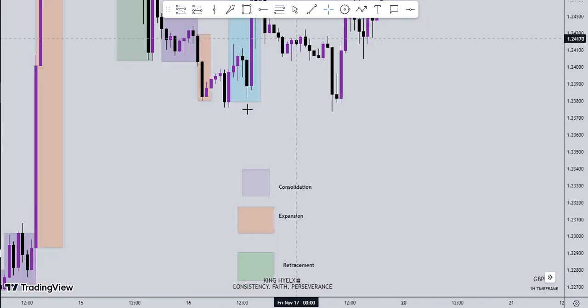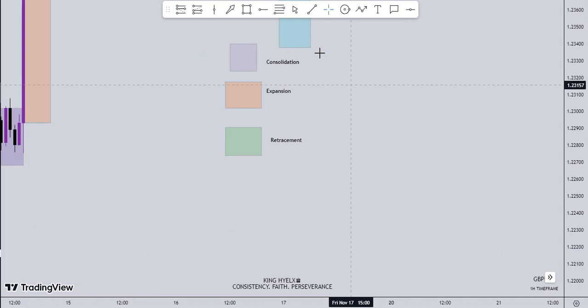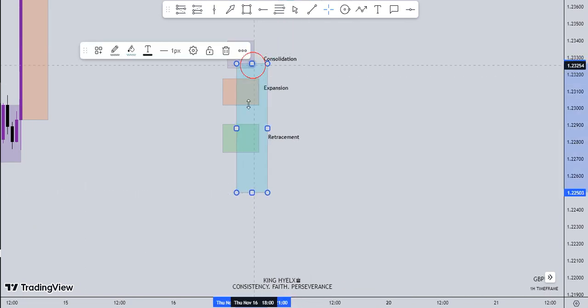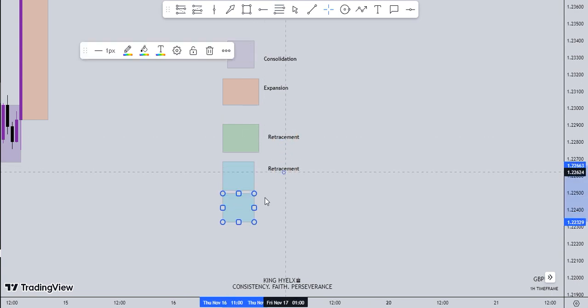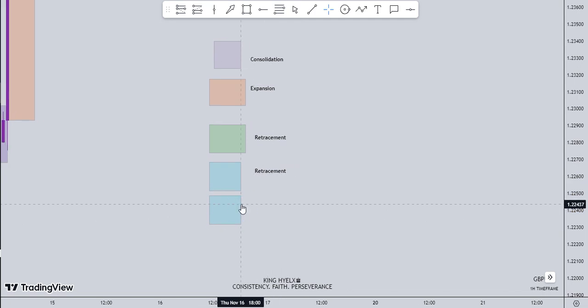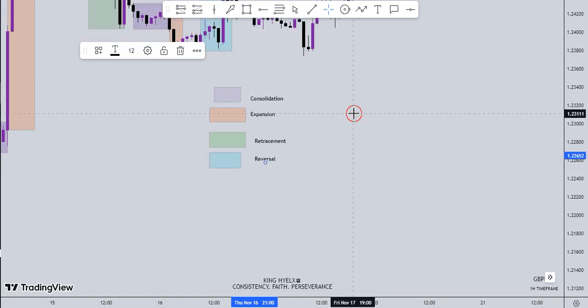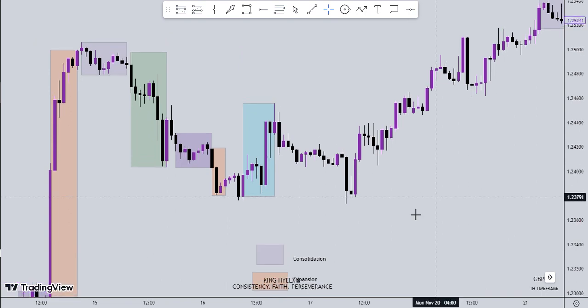Let's update our key. So this is for reversal. All right, so let's keep looking for reversals in this marketplace.